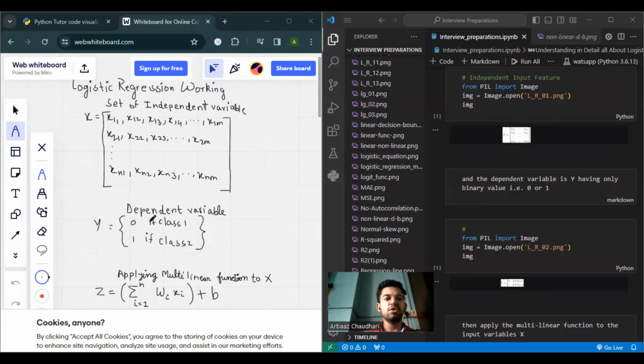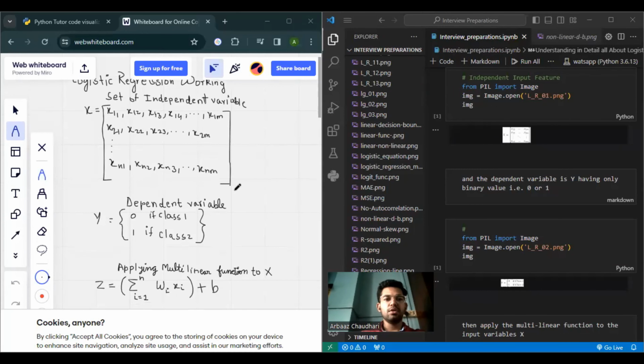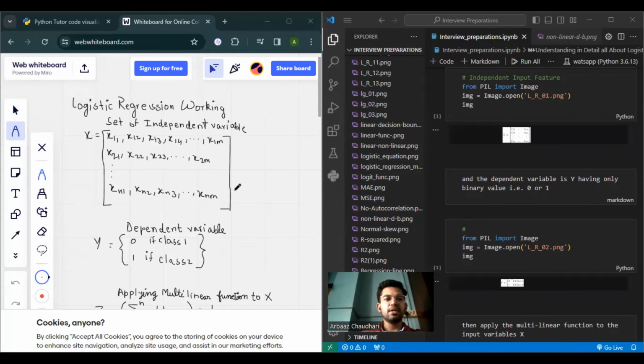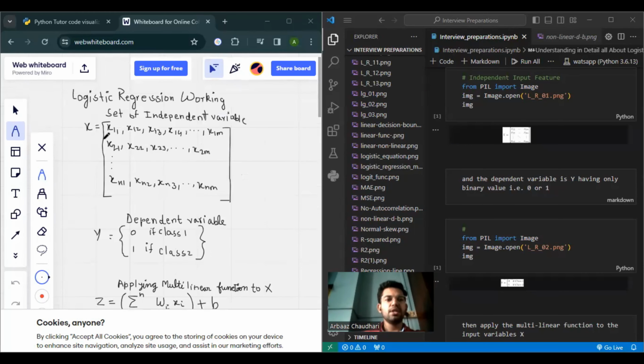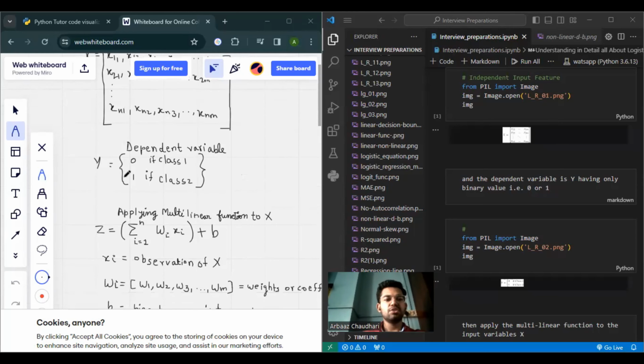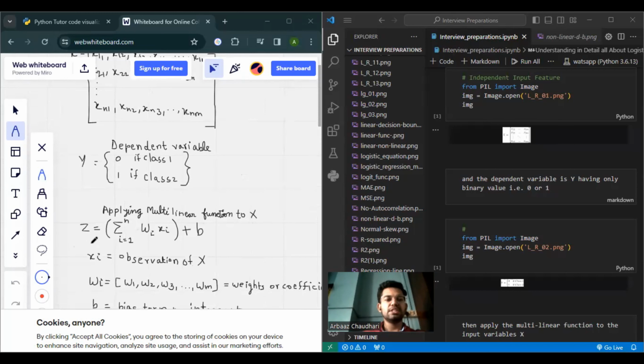So 0 label represents class 1 and 1 label represents class 2. So like that all y is also given. I'm trying to explain you guys with the help of mathematical expressions. Okay, so as we know here there are many features, so we have to apply a multilinear function. So this is the formula of it.